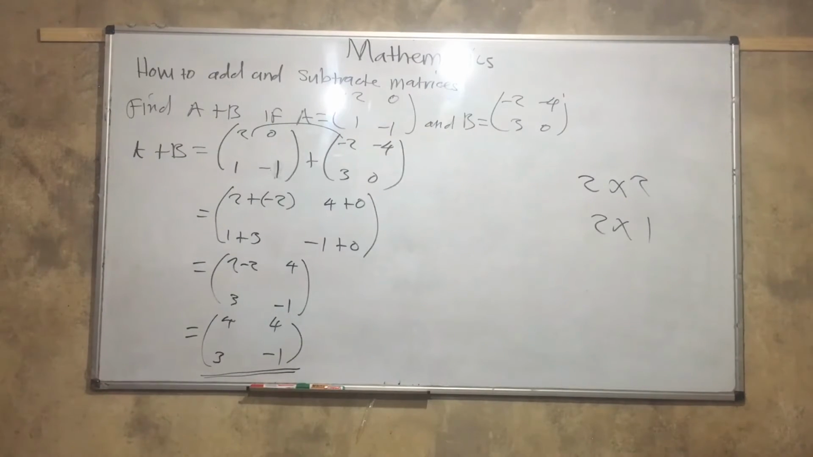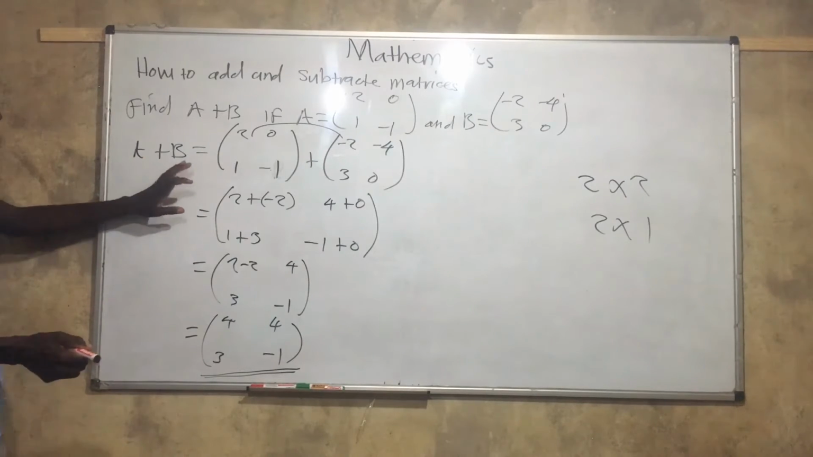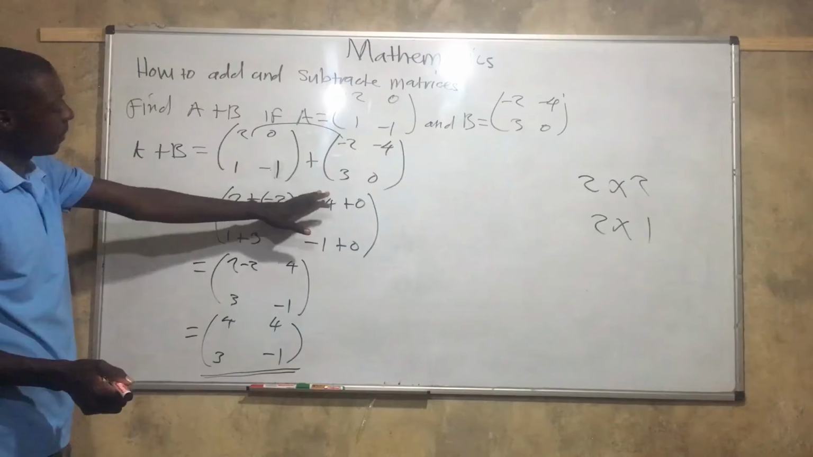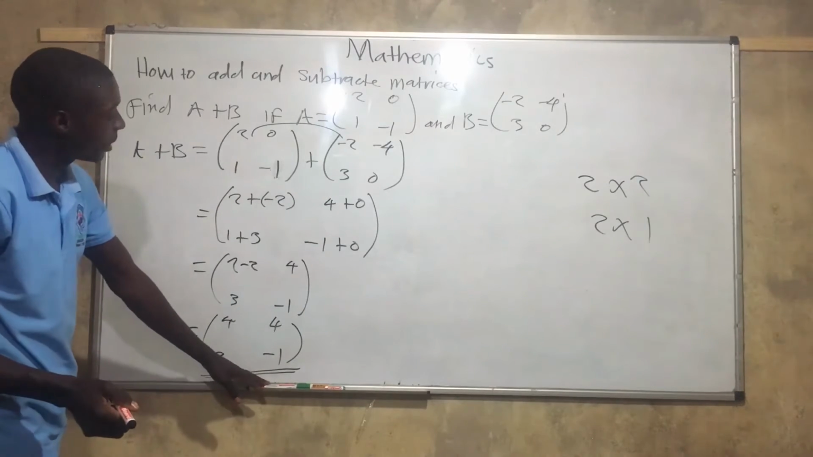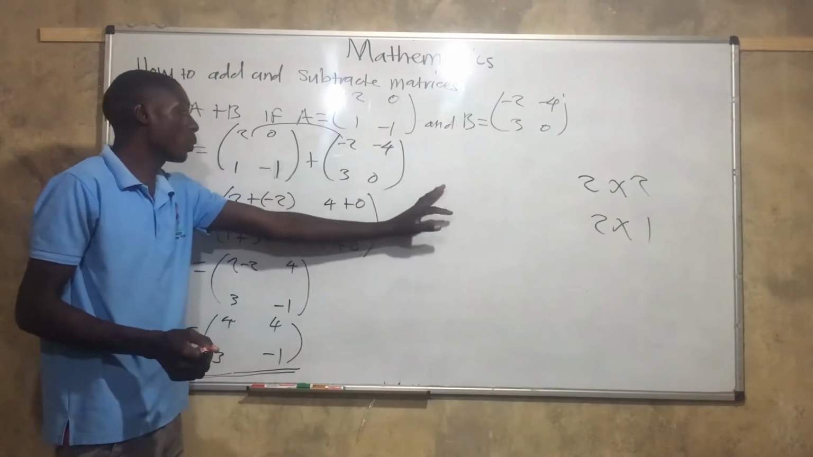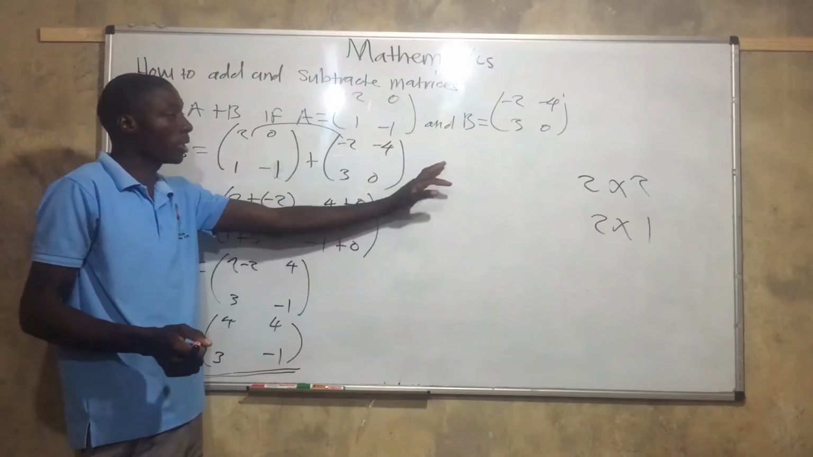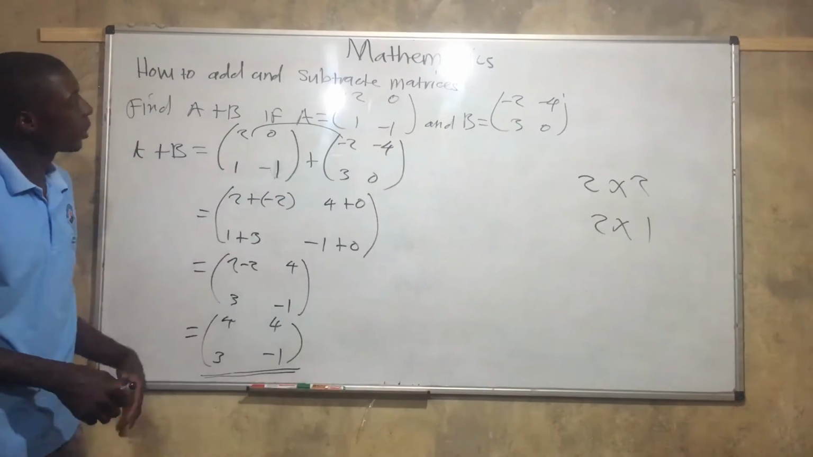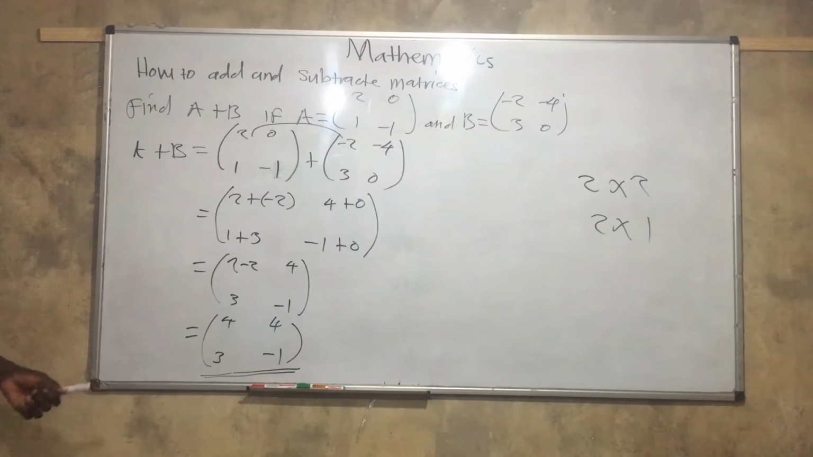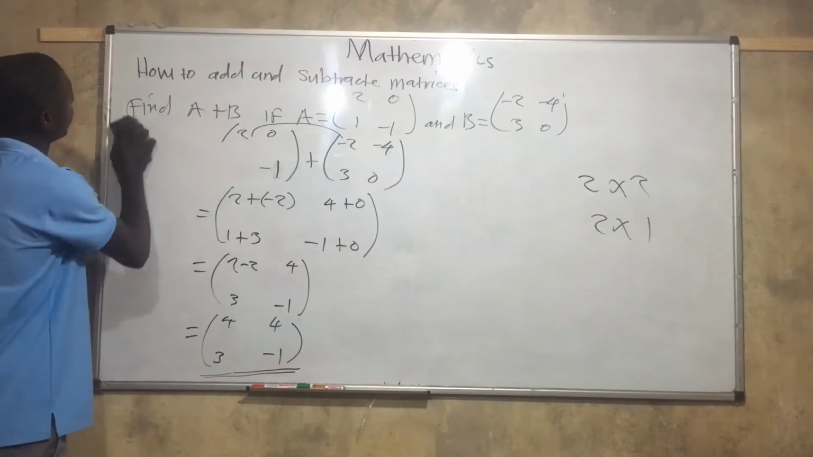So we have added matrix A with the matrix B. So when we are adding a 2 by 2 matrix, even the answer will be a 2 by 2 matrix. But if we have a 2 by 2 matrix adding with a 2 by 3 matrix, we can't add because the order is different. So we'll go to the second example.